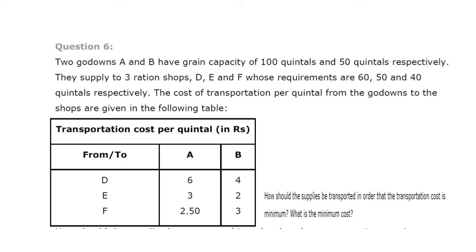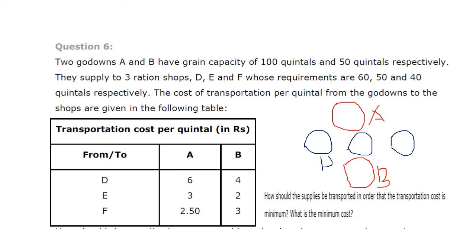As per the question, there are two go downs A and B. Let me mark here A and B. This is A and this is B. And there are three ration shops. Let me mark here the ration shops. This is ration shop D, E, F.